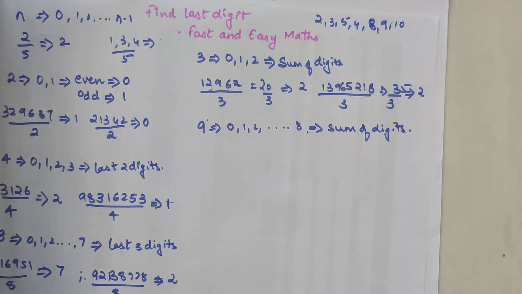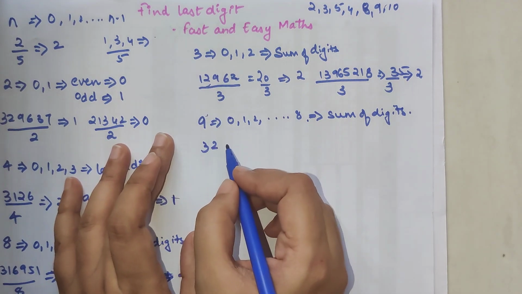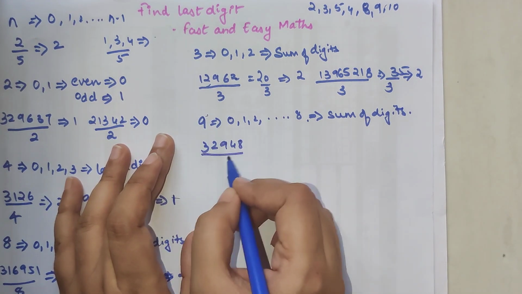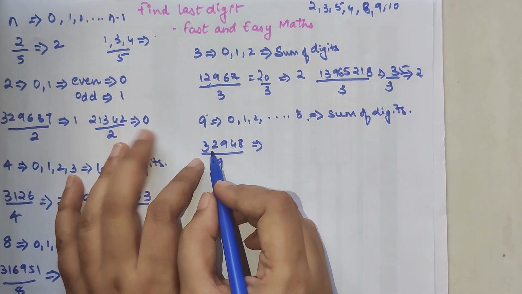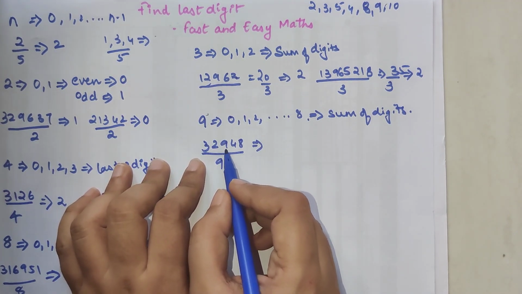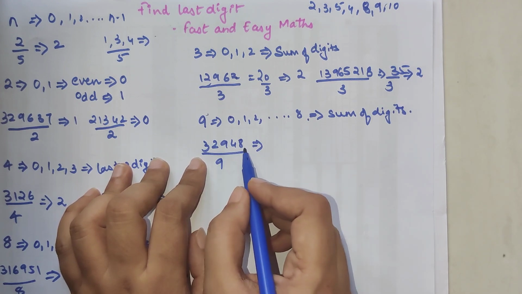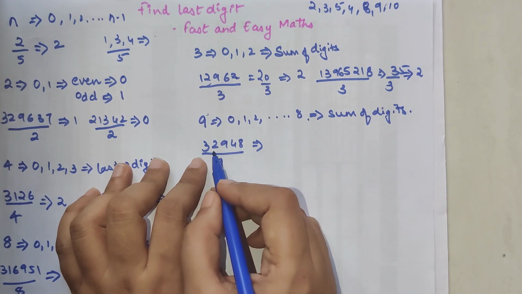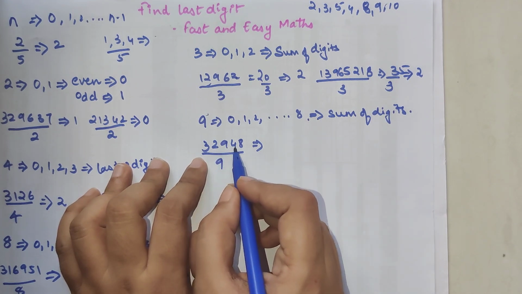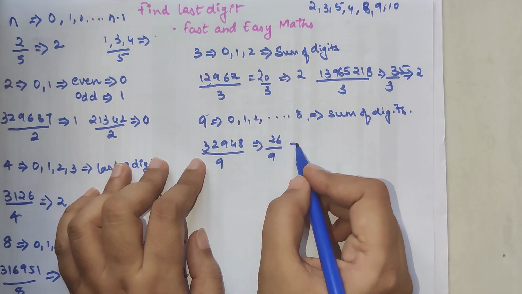Okay. So now over here, let me give you another number. 32948 when divided by 9. Now when you do that, you actually add all of these digits. 3 plus 2 is 5, 5 plus 9 is 14, 14 plus 4 is 18, 18 plus 8 is 26, and that is the sum when divided by 9.